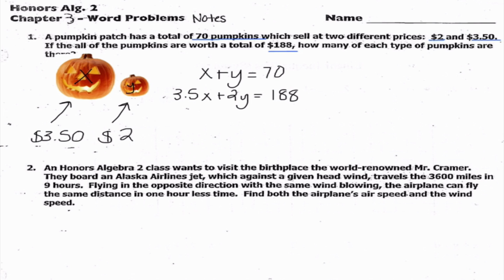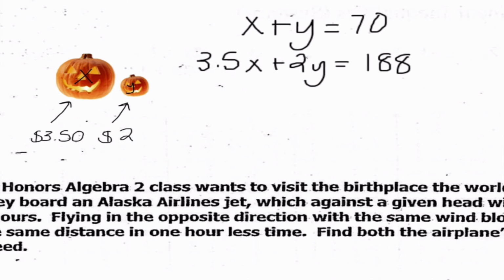Now looking at this system, I can solve using whatever method I want. I would probably use either linear combination or substitution. I think both of those would be equally easy. Cramer's rule would also be an easy choice because we have standard form. Graphing would be awful because of these ginormous numbers. So I'm going to use linear combination.